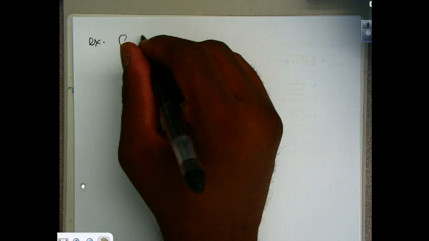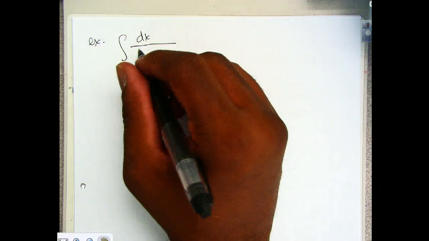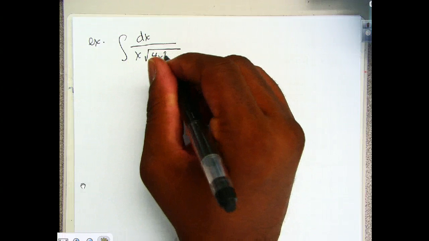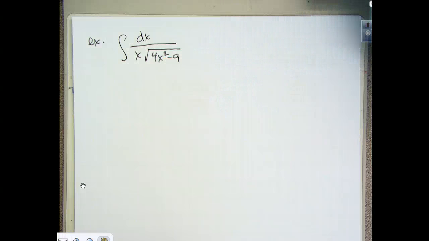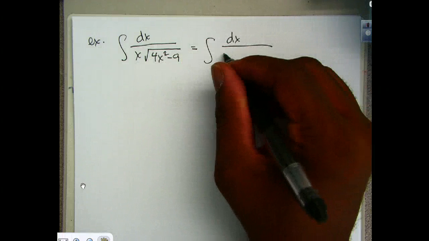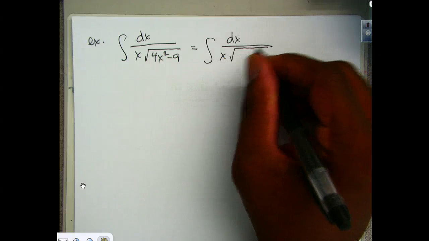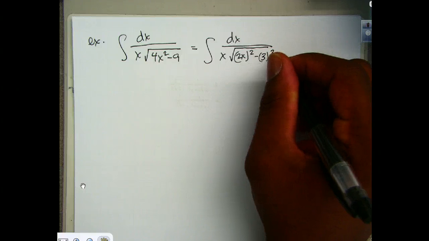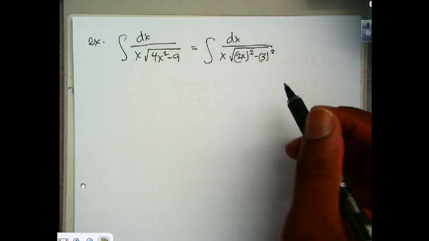Our next example, we have the integral of dx over x times the square root of 4x squared minus 9. If we take a look at our three again, this definitely looks like it's a secant. So this is the same thing as the integral of dx over x times the square root of 2x quantity squared minus 3 squared.